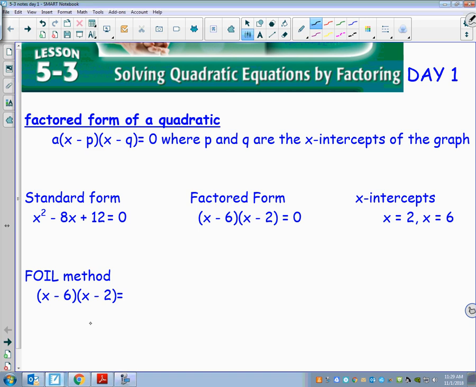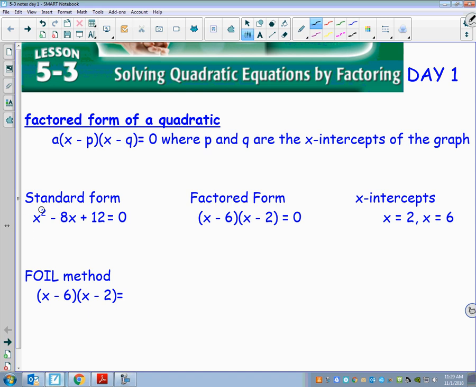Okay, so now that we graphed quadratics and we solved by graphing, we want to talk about other ways to solve equations. So the first thing that we have to do is review how to factor. Remember that the factored form of a quadratic is where you can factor it into the linear factors. This is the factored form where p and q are the x-intercepts of the graph. And so I should have covered some of this up, but oh well.